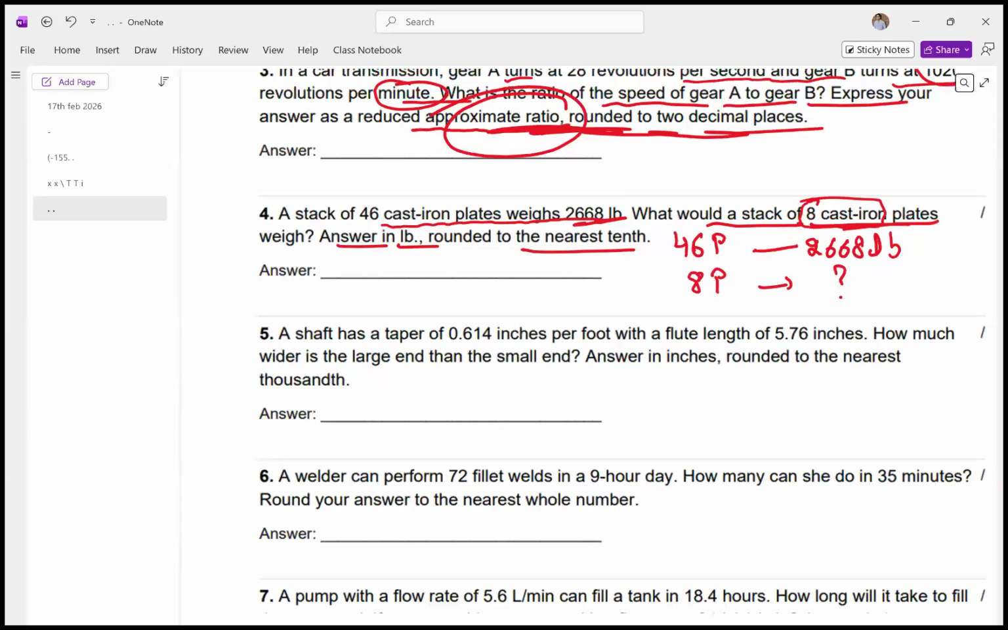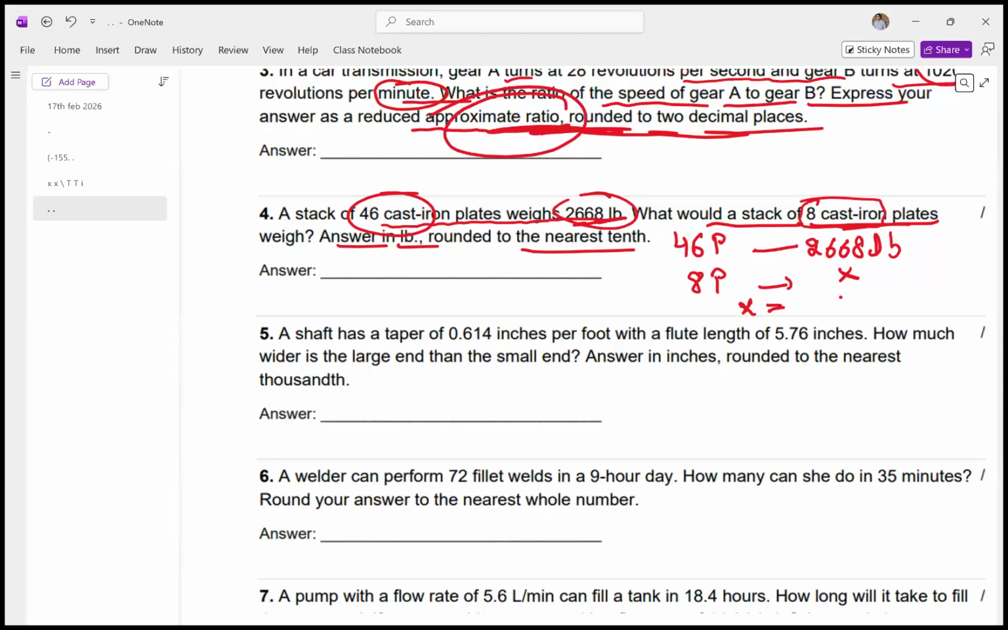Now, whatever we are looking for, we're going to put that as an X. So I'm going to remove the question mark and put an X. First thing I will ask myself is, is it a direct proportion question or an indirect proportion question? If the number of cast iron plates reduces, the weight should reduce. That's simple thinking. So we can clearly see this is a direct proportion. If the number of plates goes up, weight will go up. If the number of plates goes down, weight will go down.